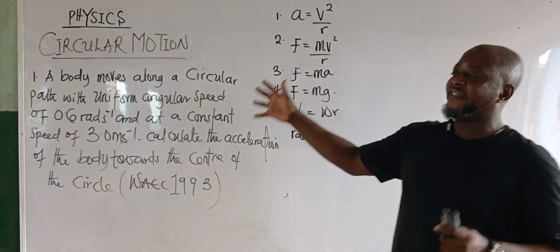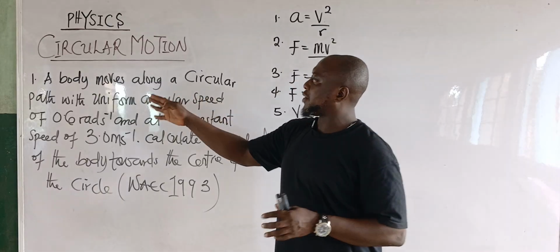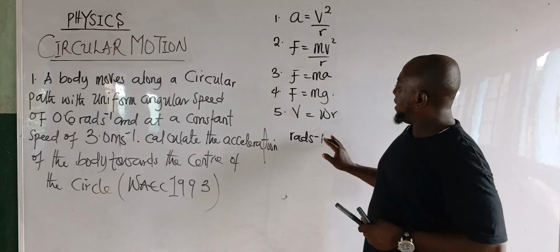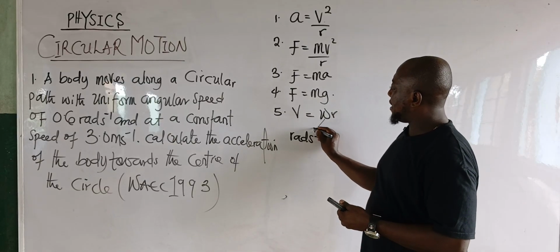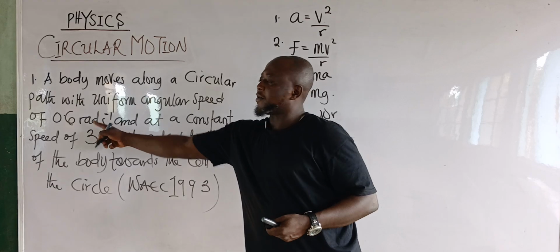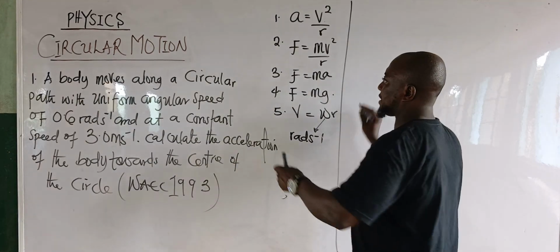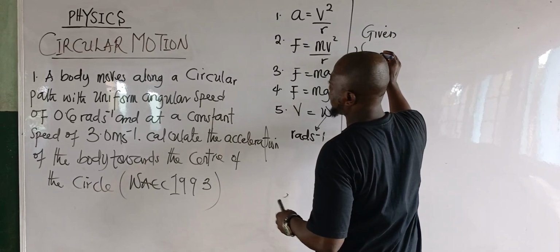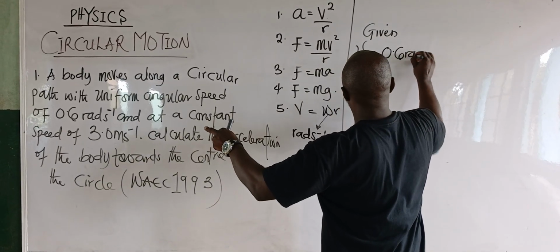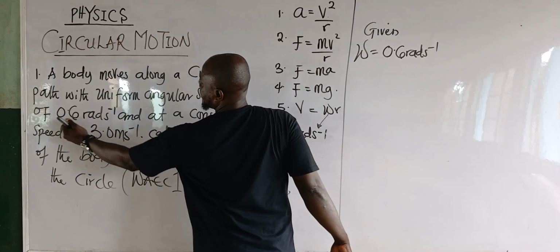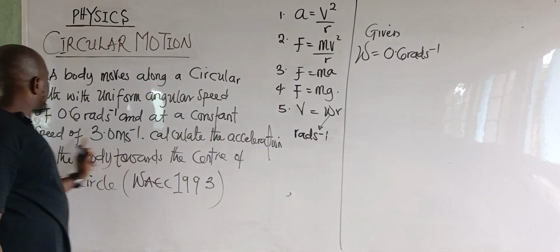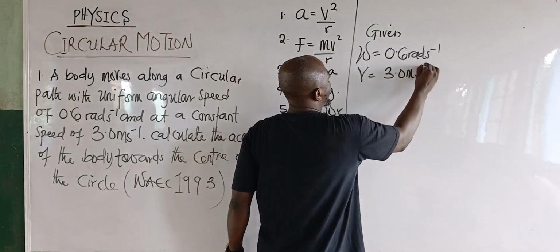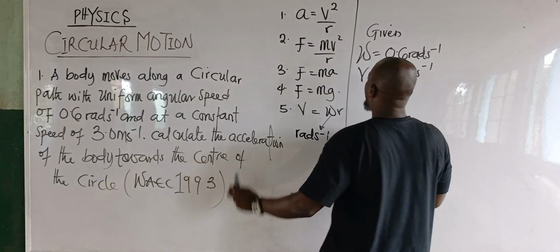Now this is the first question here. The body moves along a circular path with a uniform angular speed. Don't forget that angular speed has a unit of rad per second. So we are given the angular speed, omega, as 0.6 rad per second, at a constant speed V of 3.0 meter per second. We have to calculate the acceleration of the body.